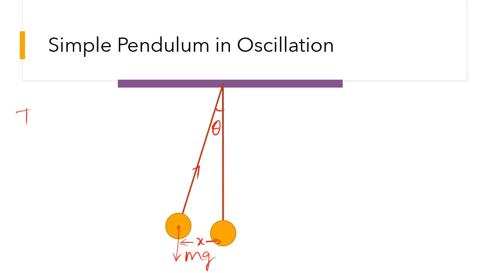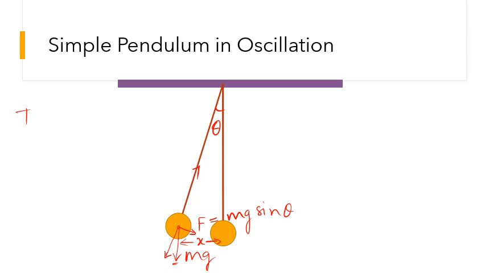Right? Now, this force mg can be divided into two components using vectors. One component will be like this, which actually balances the tension, and the other component will be towards the mean position. So these are the two components. Now this force which is acting towards the mean position, F, is equal to mg sine theta.